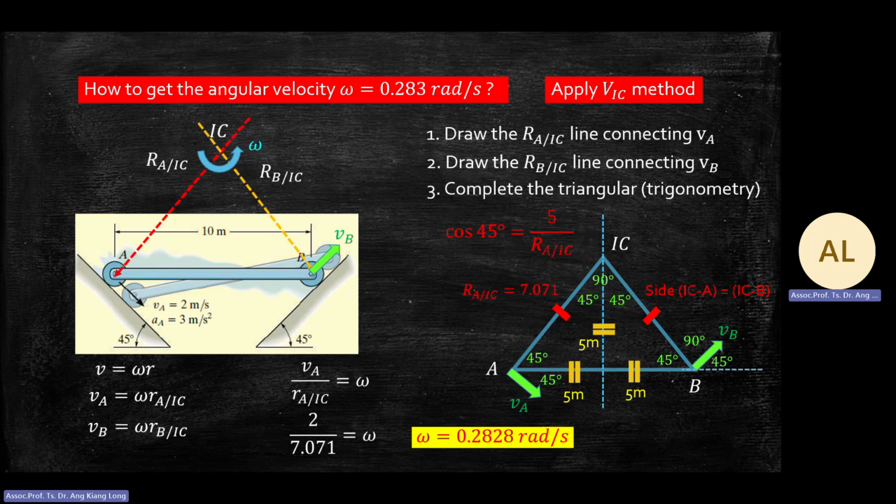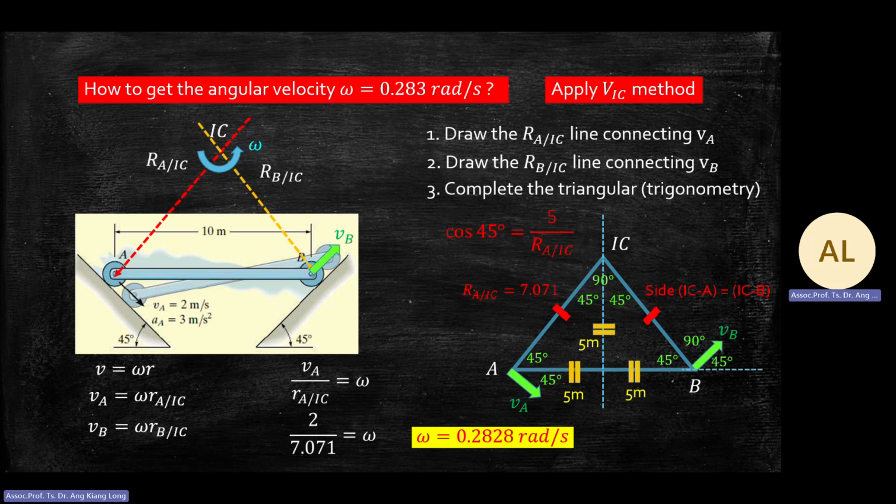Now after the red line and the yellow line, you need to add one more parameter, which is omega. Imagine how this body rotates. This body rotates anti-clockwise, so you go to the IC point there, draw an arrow anti-clockwise, and put in omega. Label your red line as RA/IC, and label your yellow line as RB/IC.